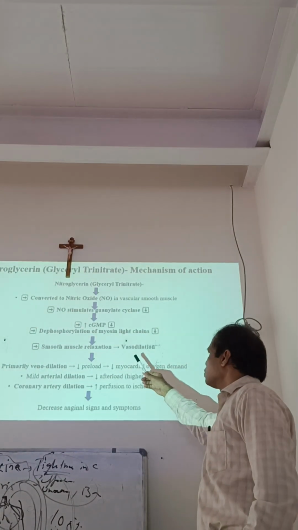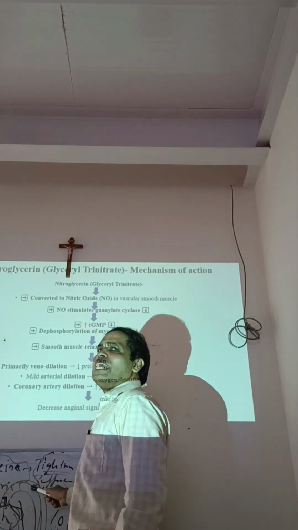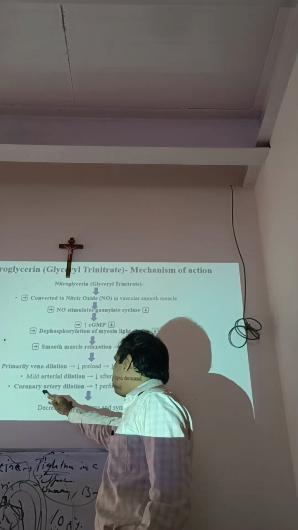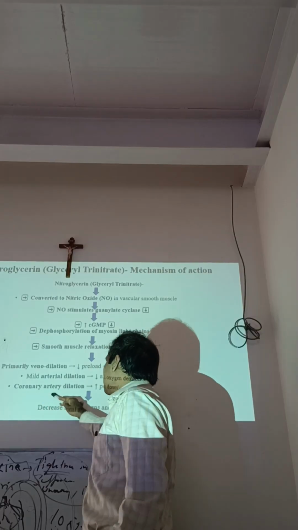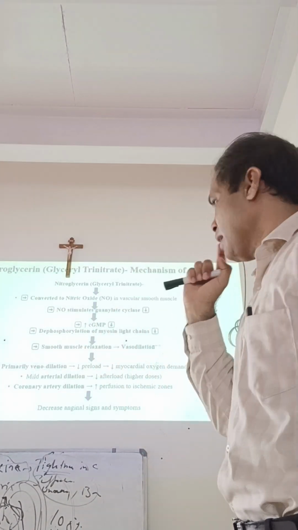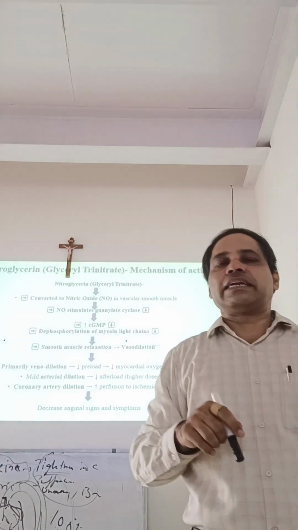More commonly they cause venodilation, reducing the preload, mild artery dilation, reducing afterload, and more importantly, they also cause coronary artery vasodilation. So they increase the blood flow to the ischemic area. So that's the mechanism of action of nitrates.